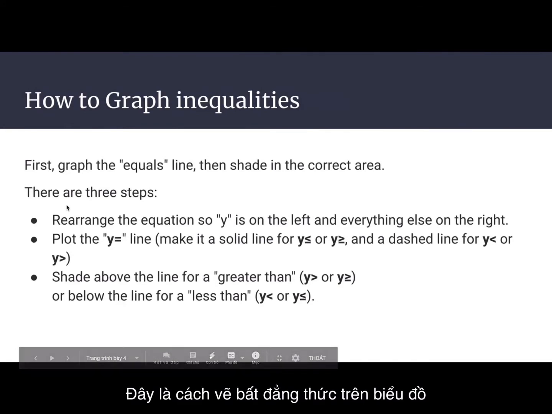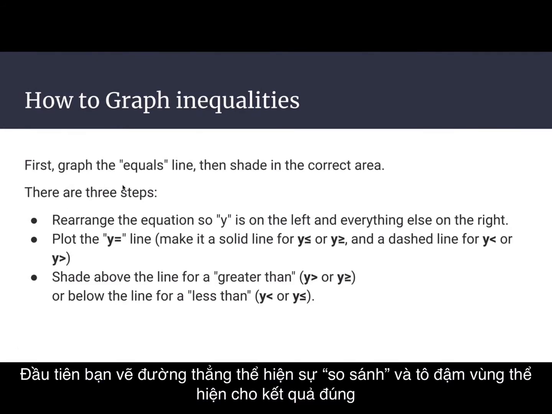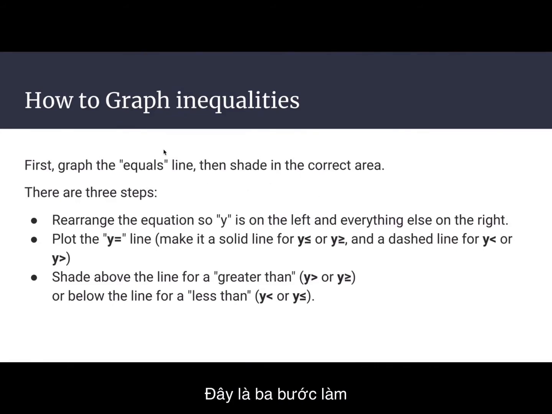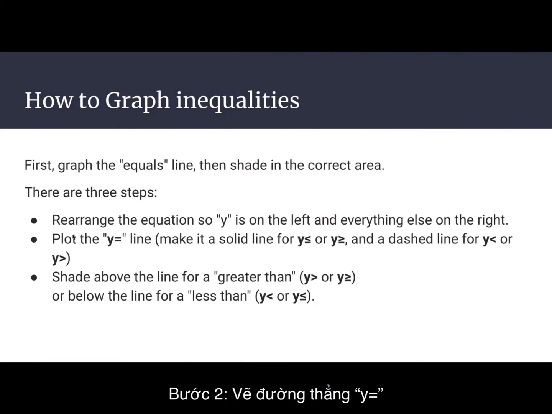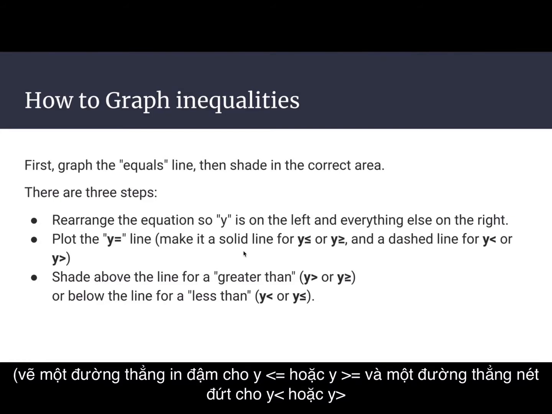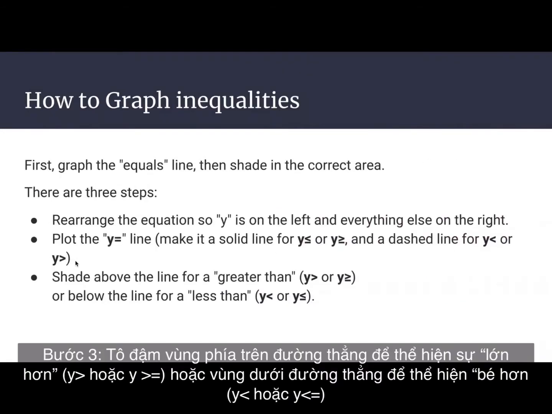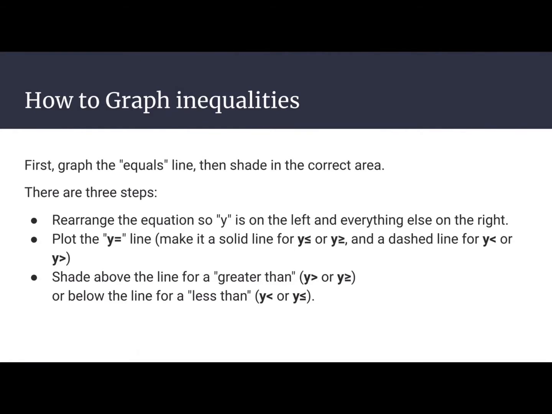So, how to graph inequalities? First, graph the equals line, then shade in the correct area. There are 3 steps. Step 1. You need to rearrange the equation so y is on the left and everything else is on the right. Step 2. You plot the y equal line. Remember, make it a solid line for y less than or equal to or y greater than or equal to, and a dashed line for y less than or y greater than. Step 3. Shade above the line for greater than or below the line for less than.